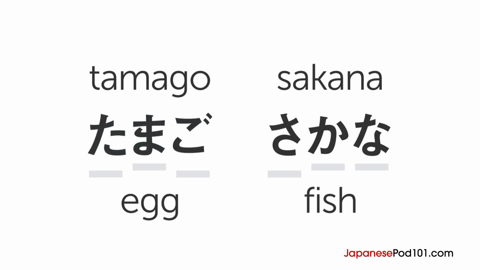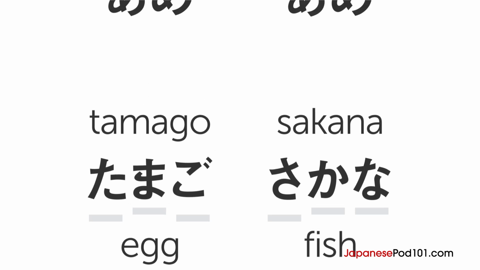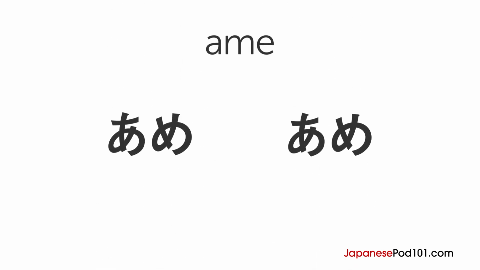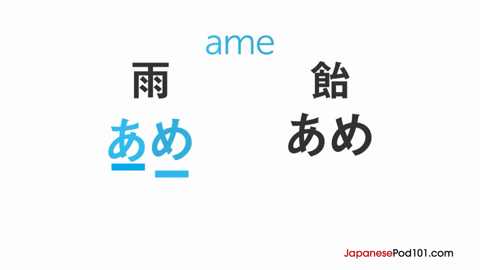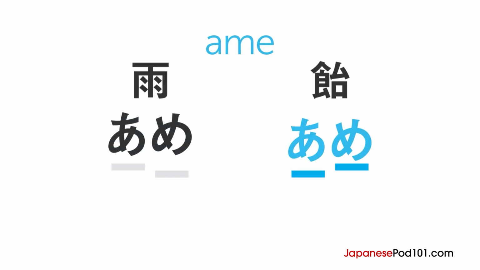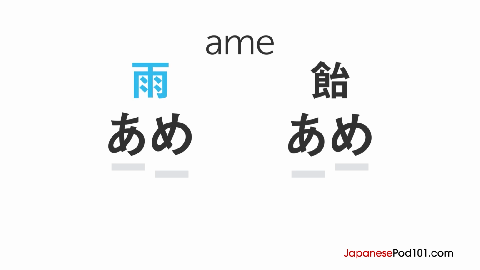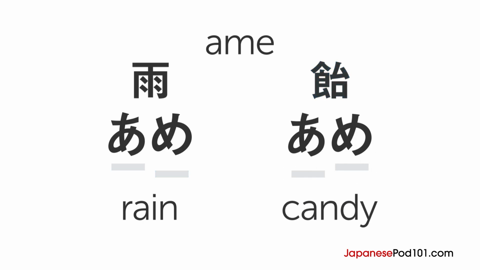Do you know why we need pitch accent in Japanese? Japanese has many words with the same sounds but different meanings. Ame and ame. Ame means rain. It goes from high to low. Ame means candy. It goes from low to high.